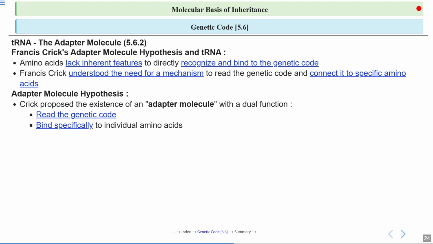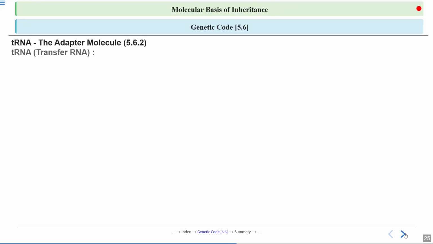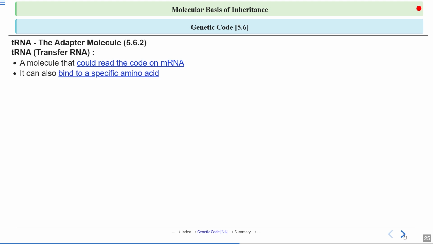First, it is reading the genetic code. It is reading the codon and then binding specifically to whom? To the individual amino acid for which that genetic code is for. Then this tRNA, the transfer RNA, was proposed as a molecule that could read the code on mRNA. Means this molecule will be able to read the code on mRNA and then it can also bind to a specific amino acid for which that codon is coding.